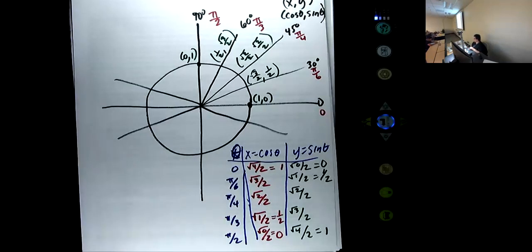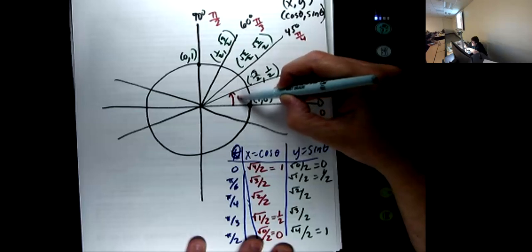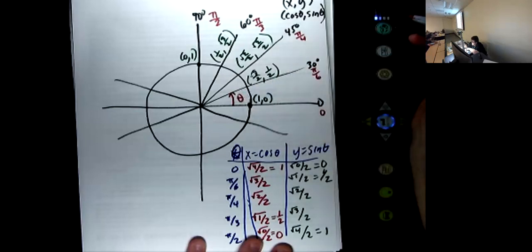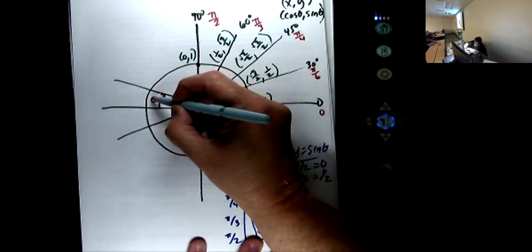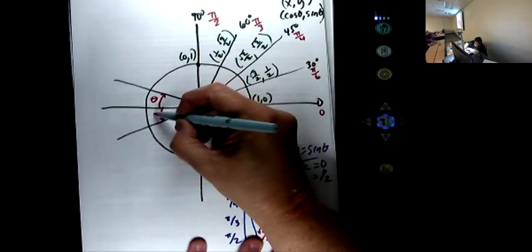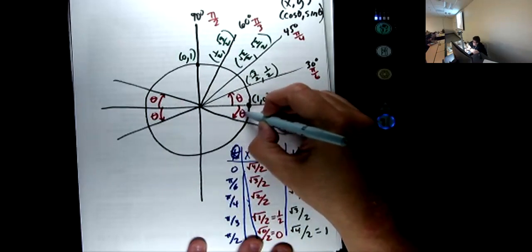The rest of the circle you do not have to memorize if you remember where x and y are positive and negative. If this angle here is theta, then we will have the exact same values if we go the same movement away from the x-axis above or below.